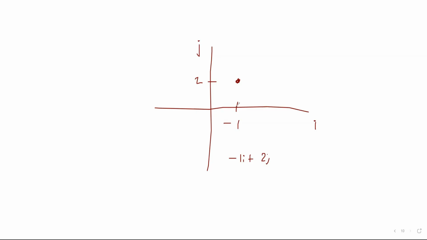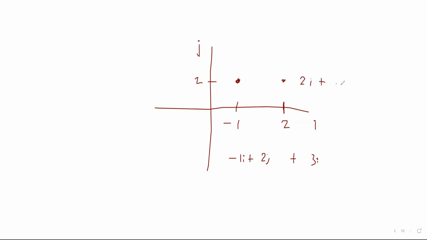Then they tell me that if there is a current of 3i, if you add 3i to this now, what's going to be the resultant? Add 3i to minus 1, add 3 to it, that's going to end up right here: minus 1 plus 3 is 2. So that's going to be 2i plus 2j. So this resultant would have been 2i plus 2j.